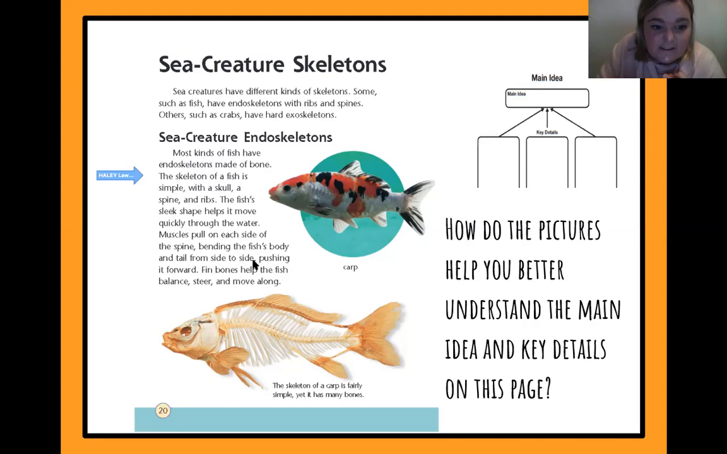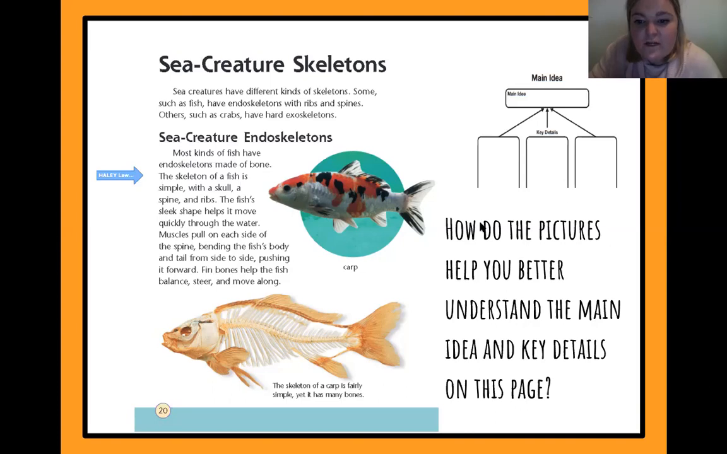Then over here, we could put muscles pull on each side of the spine, bending the fish's body. So that could be the second one. And then the third one could be the tail moves from side to side, pushing it forward. And then we even have an extra detail saying that the fin bones help the fish balance, steer, and move along. So even in that small little paragraph right here, we can find a main idea and 3 key details, and we can use that to create a summary.